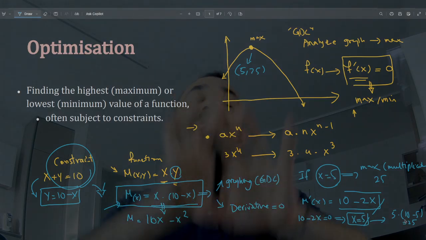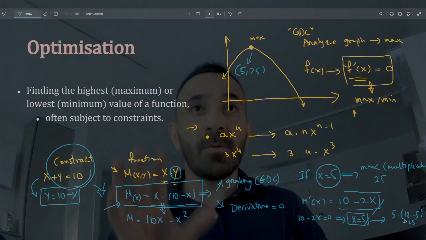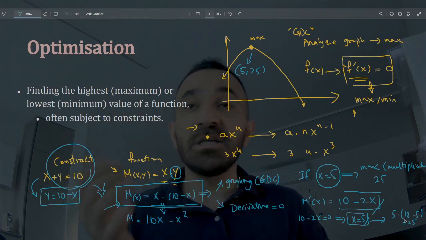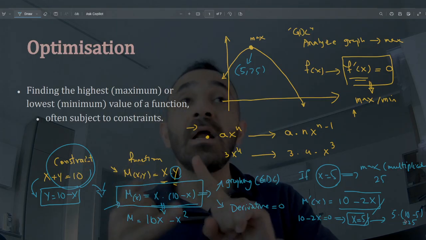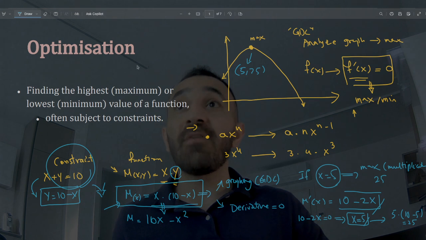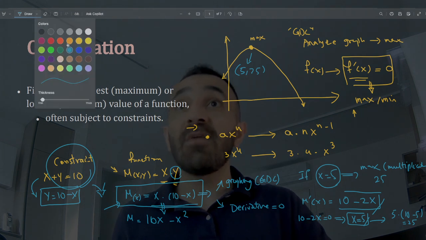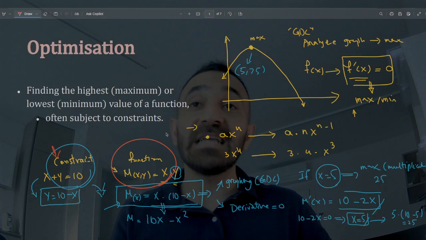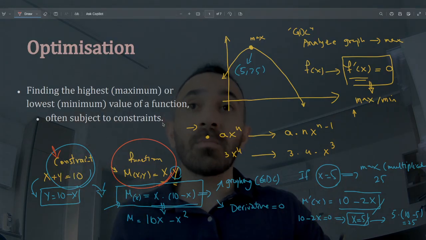Okay, so this is the general idea of optimization. It's very important, so I'm going to recap it one more time. Optimization is about finding the maximum point or minimum point of a main function, f of x, okay? Normally, you have a constraint. Normally, you have a condition to consider. Then they are asking you about a function. In this case, it's the multiplication of these two numbers.